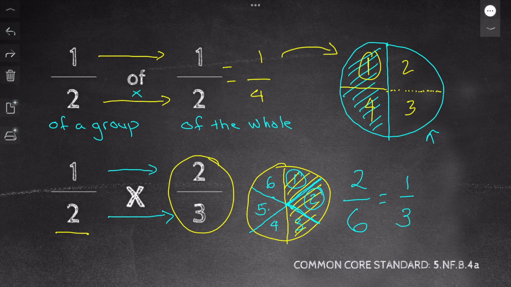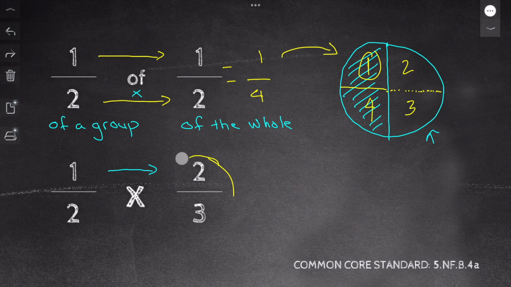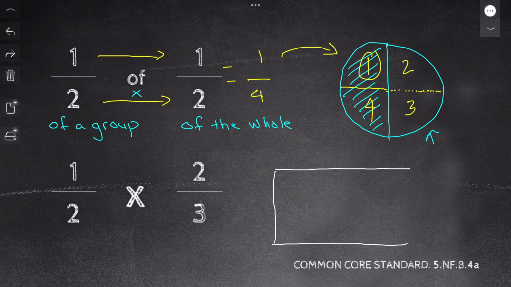I want to show you one more strategy that might help you with this problem. Let me clean up my board for a moment. All right, for my other strategy, I wind up drawing a rectangle. I kind of like to think of this as lasagna or a pan of brownies. I start with my first fraction, 1/2.